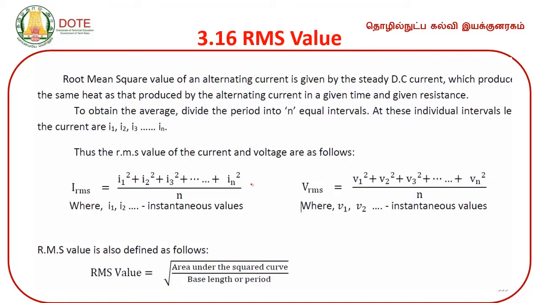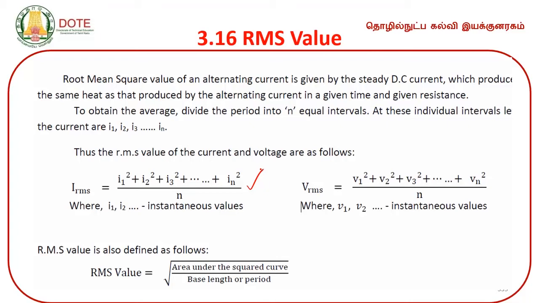Now, you can very well compare this with the average value. For the average value, what we are doing is just taking the algebraic sum of all the instantaneous values of currents or the instantaneous values of voltage, divided by the n samples.